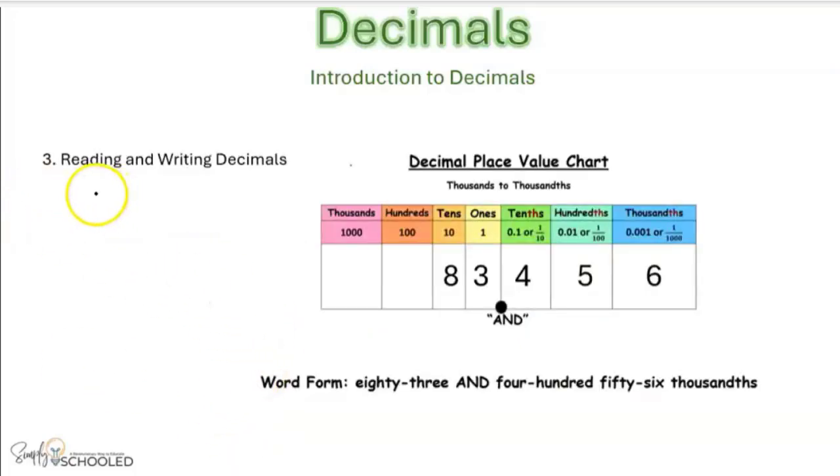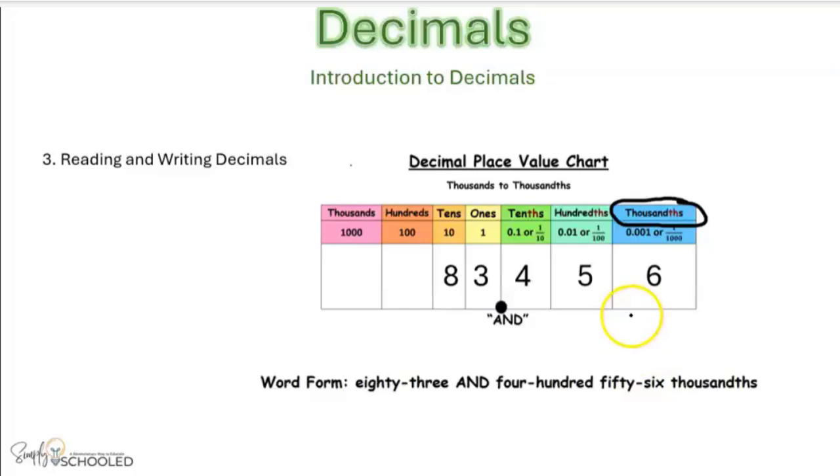So to do that, that moves us to point 3, reading and writing decimals. Again, here's our place value chart, and I have a number here, and notice the word "and" by the decimal point. So the word "and" is used when we come to that decimal point. So the way we would read this number is 83 and 456 thousandths. And we end it with thousandths because that's the last decimal place.